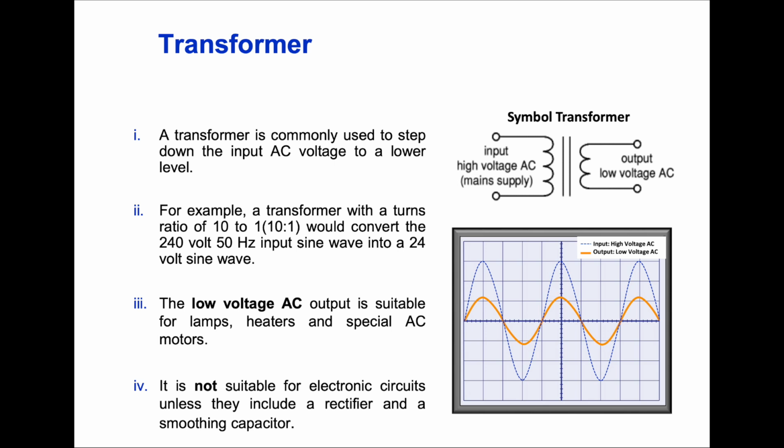And then low voltage AC output is suitable for lamps, heaters, and special AC motors, but it is not suitable for electronic circuits unless they include a rectifier and a smoothing capacitor. So here you can see that the input is the high voltage AC, the blue line here, and the output is the low voltage AC.